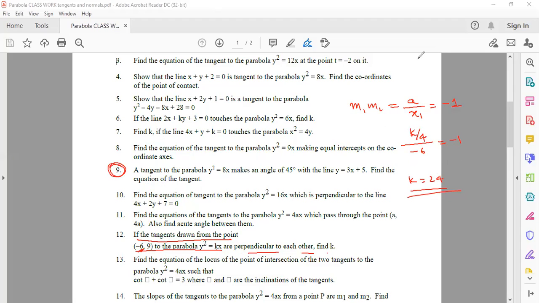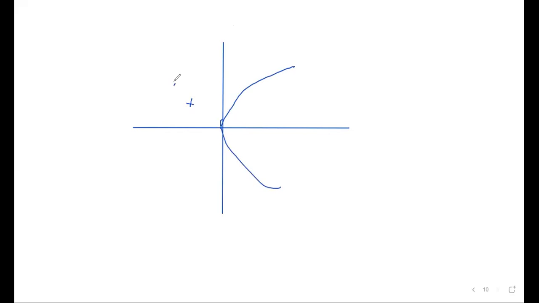Now, what I'm going to teach you last is a property of a parabola. We learned just now that if you have a point x1, y1, and I am drawing tangents to the parabola from this point, then m1 into m2 is a by x1, correct? And if the tangents are perpendicular, what will happen? This x coordinate has got to be minus a, right? Do you agree with this?